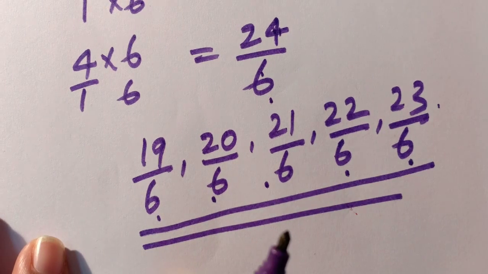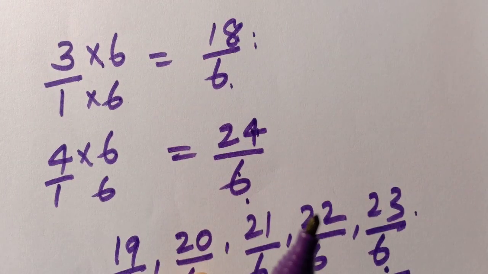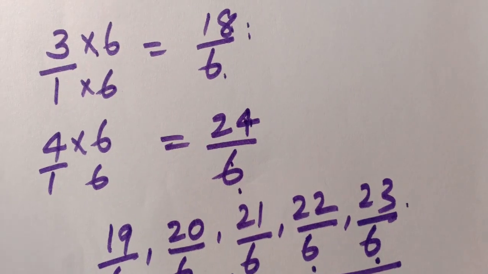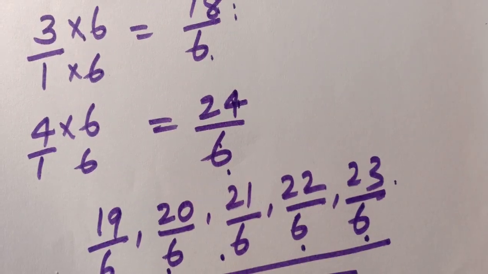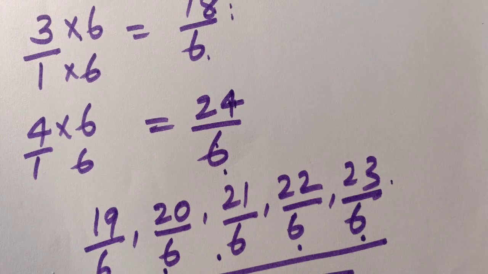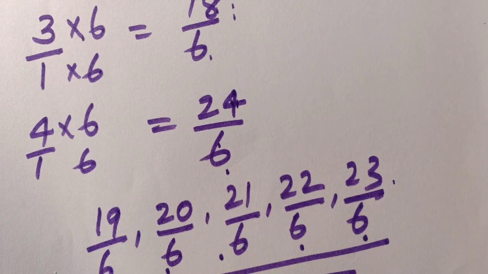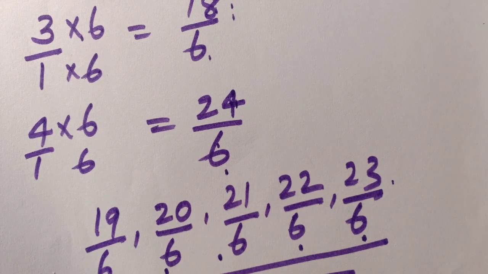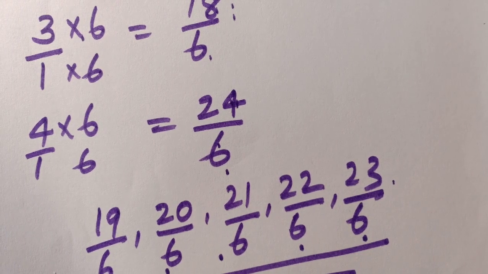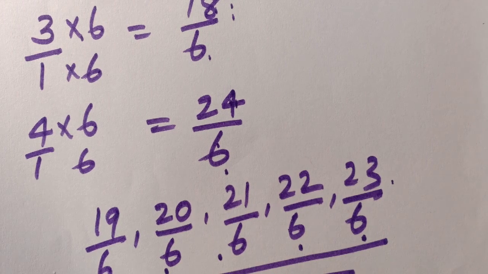If only one number is asked, you can do it directly by (A plus B) by 2. If many numbers are asked, suppose 6 numbers are asked, what do you have to do? 6 plus 1 is 7. You have to make the denominator 7, multiplying both numerator and denominator by 7.